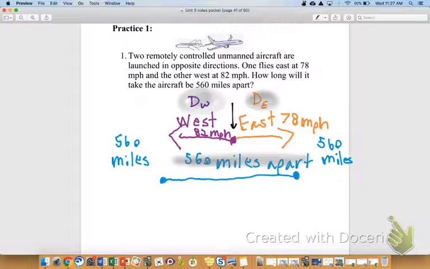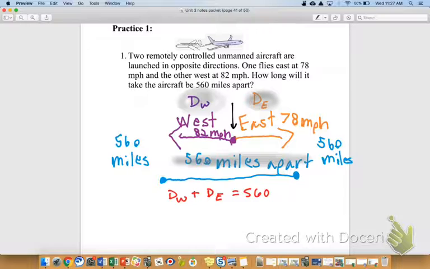Anybody have a suggestion? Mason, what do you think? DW plus DE equals 560. DW plus DE equals 560. Okay, so Mason, thank you.